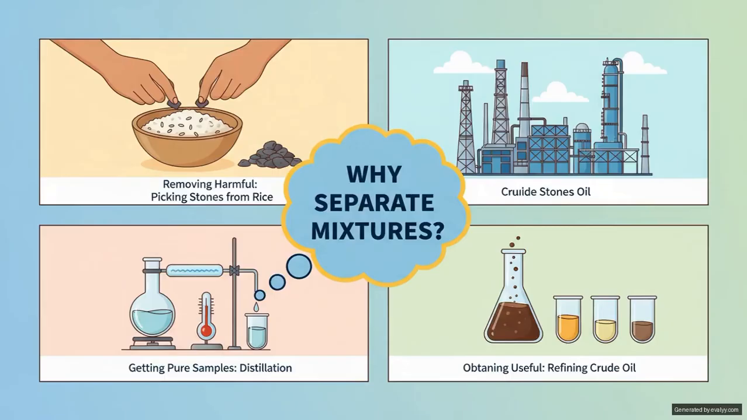Separating mixtures is often necessary for various reasons. We separate mixtures to remove harmful substances, like stones from rice, or to obtain useful substances, such as petrol from crude oil. We also separate mixtures to get pure samples of substances, like purifying gold. These separations are typically done using simple physical methods that do not involve chemical changes, and the chosen method depends on the properties of the components.